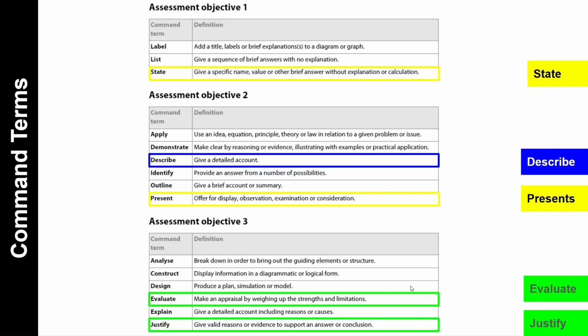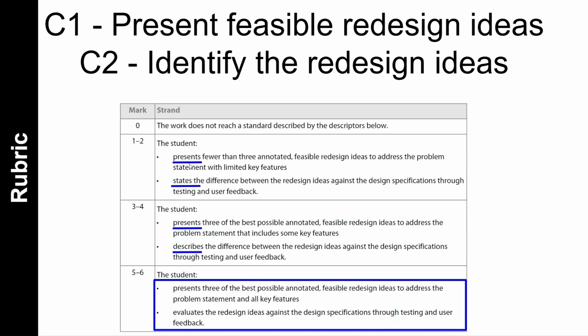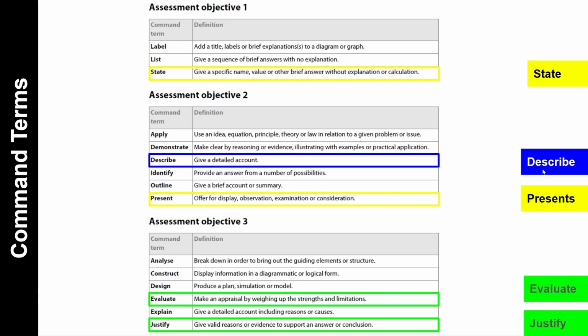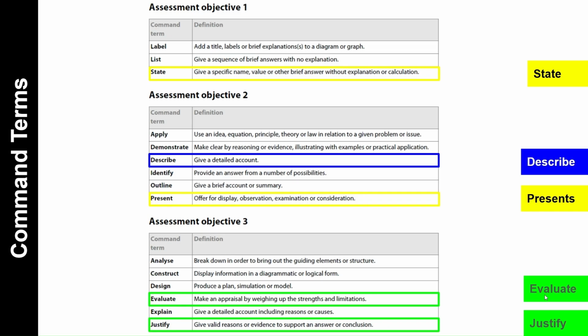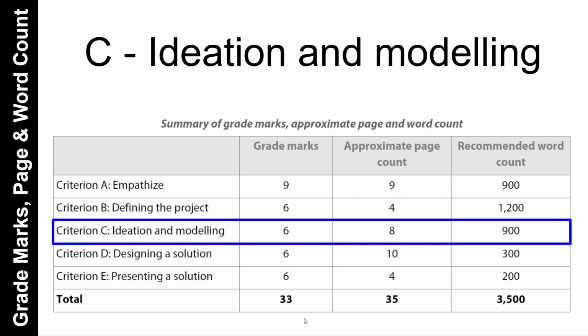When we're looking at the command terms, this is a kind of tricky one for C1. They're all present, but your iteration and your annotations will play a big factor in this. So you really want to be looking at the describe and justify for your annotations. And then you have got evaluates, describe, and states for your C2 command terms. So this is out of 6 marks. You have got 8 pages and 900 words for this criterion.